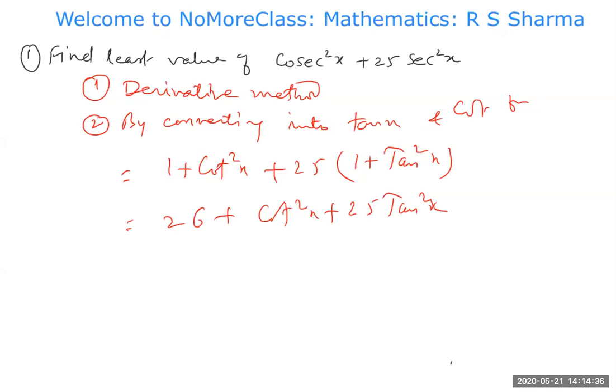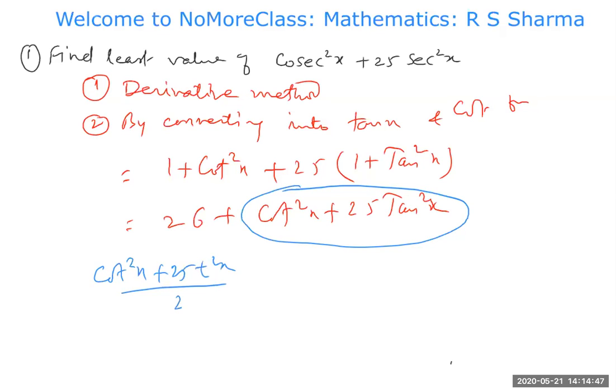Now in the last part, apply AM is greater than GM. So the arithmetic mean, cot square x plus 25 tan square x upon 2, will be greater than their geometric mean. The arithmetic mean is always greater than the geometric mean. What is the geometric mean? Multiply both of them and take the square root: 25 cot square x times tan square x. So cot square x and tan square x will cancel.